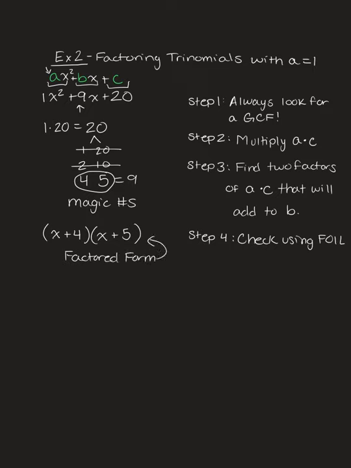Now, to check your answer, you use FOIL. If we FOIL these, x times x is x squared. X times 5 is 5x. 4 times x is 4x. And then 4 times 5 is 20. If I combine like terms, I do get my original equation. Therefore, this works.